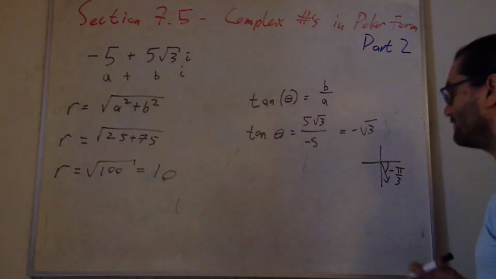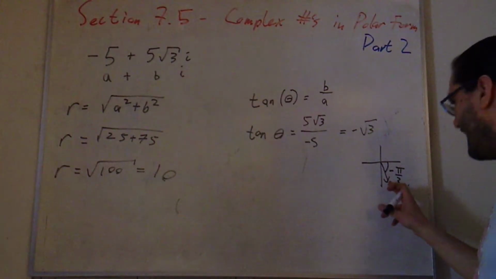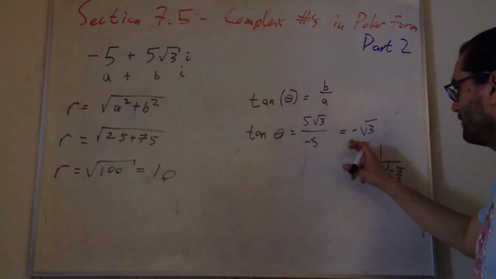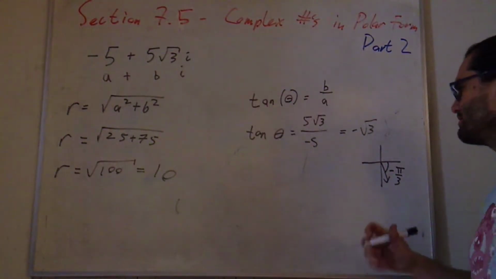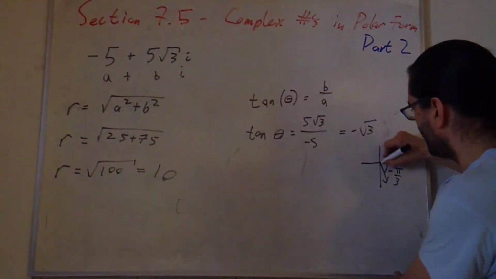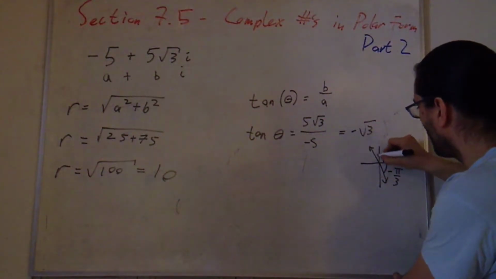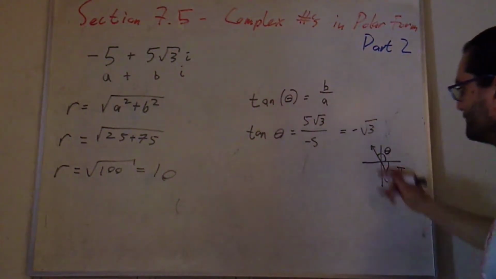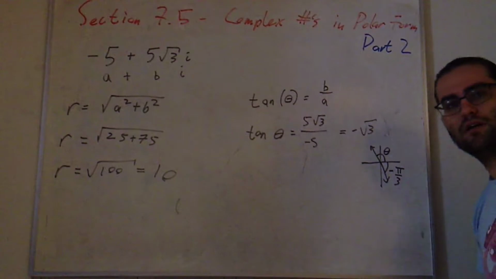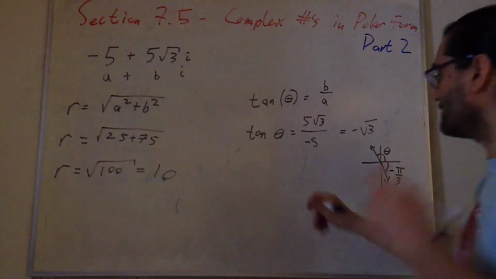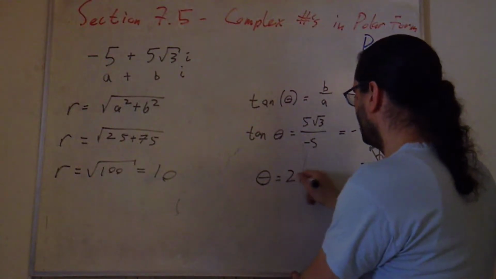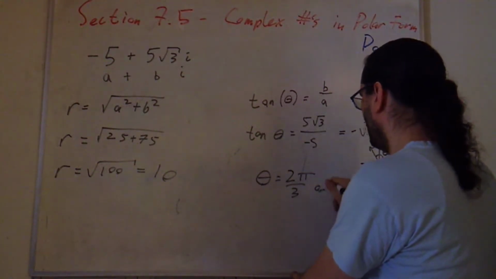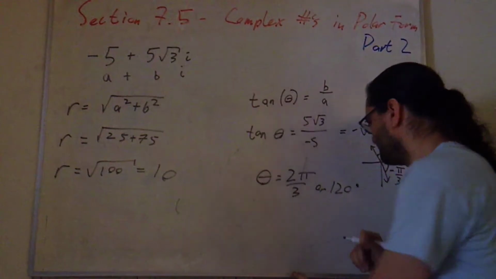If I want the quadrant 2 point, you could just add pi to this, or if you're in degrees, you could add 180 degrees. Or you could just look at your unit circle and figure out what is the quadrant 2 angle that has the same arctangent. And it turns out that that angle is going to be 2π/3 or 120 degrees.